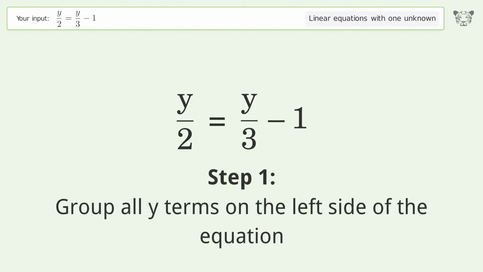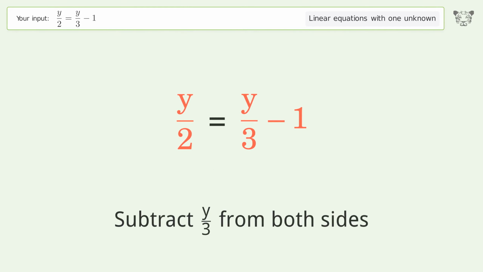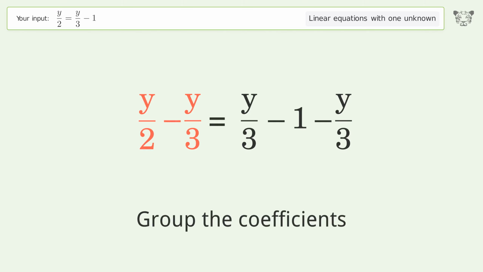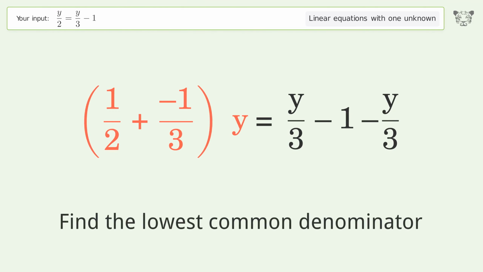Group all y terms on the left side of the equation. Subtract y over 3 from both sides. Group the coefficients. Find the lowest common denominator.